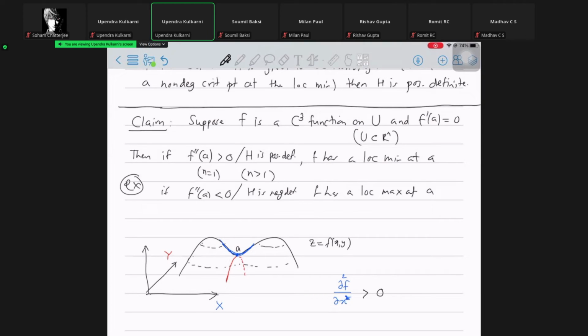Well, I mean, it need not be greater than 0, right? Remember, the double derivative test can fail. But the point is, if this double derivative is greater than 0, then I know that in that direction, at the critical point, I have a local minimum.